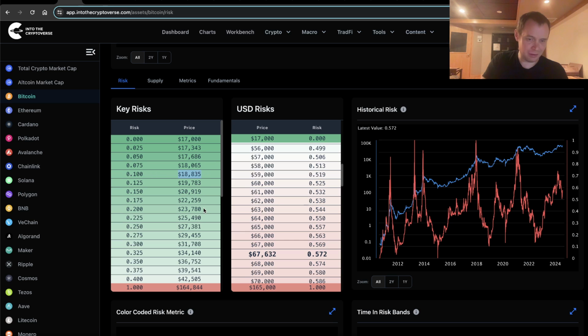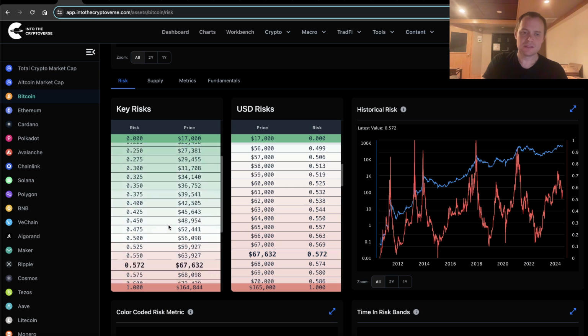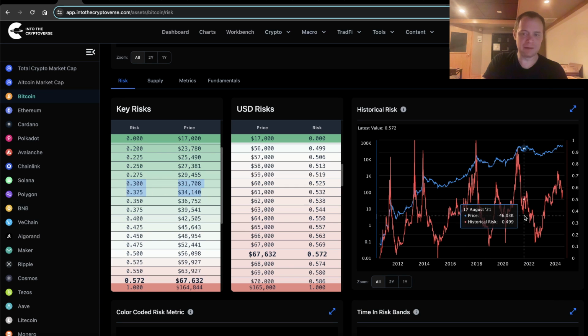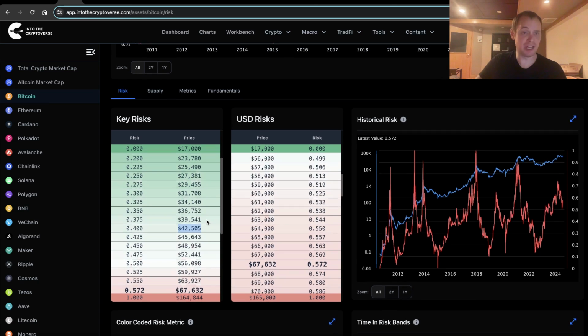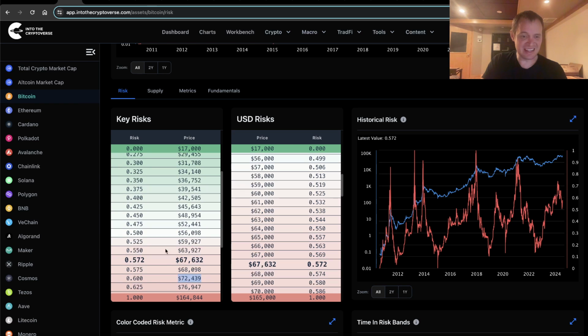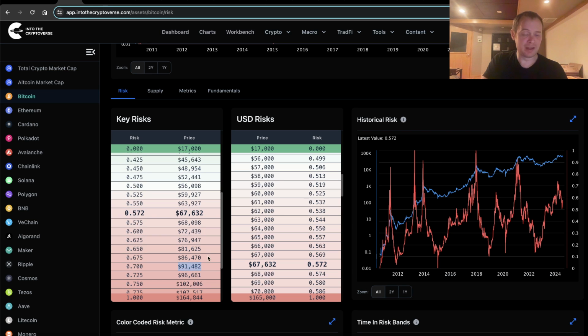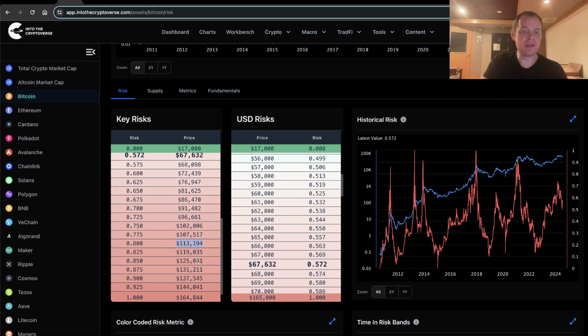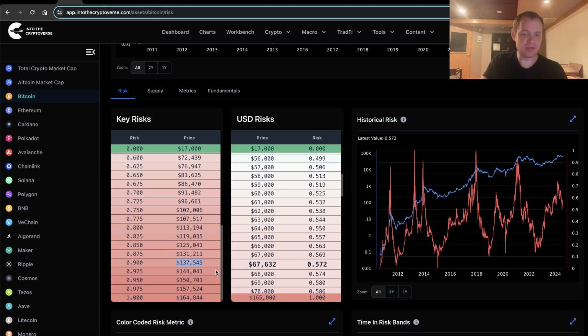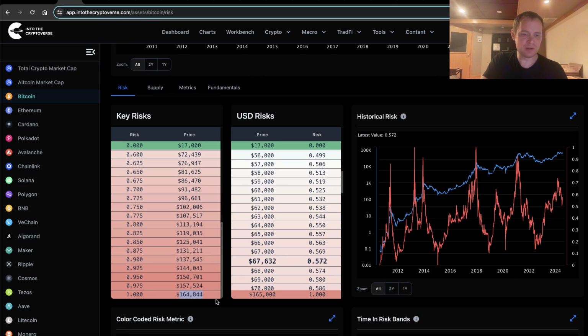0.1 risk all the way up to 0.2 risk, you're still around 20K. 0.3 is 31K, which is the prior sort of that breakout zone. 0.4 is 42K, which happens to be, you should know it, around the yearly open. 0.5 risk is 56K, which is where we just were. 0.6 is 72K, right? 0.7 is 91. 0.8 is 113. 0.9 is 137. And 1 risk is 164.